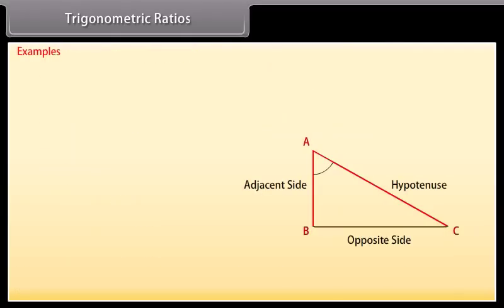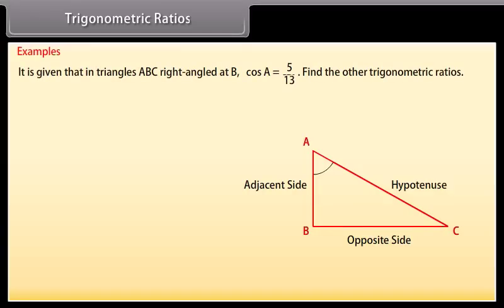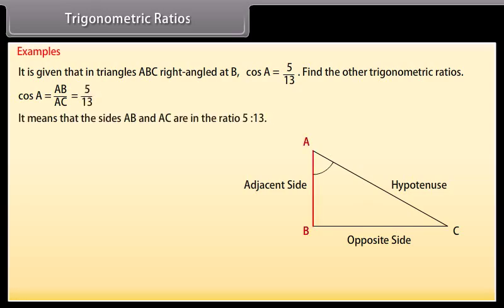Examples. Let us look at some examples to consolidate our understanding of trigonometric ratios. It is given that in triangle ABC, right-angled at B, cos A is equal to 5 upon 13. Find the other trigonometric ratios. Cos A is equal to AB upon AC, which is 5 upon 13. It means that the sides AB and AC are in the ratio 5:13.